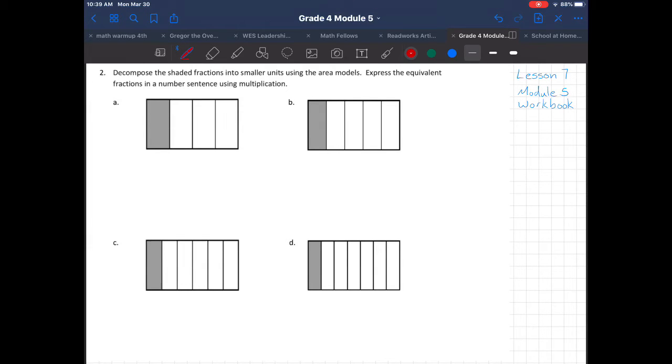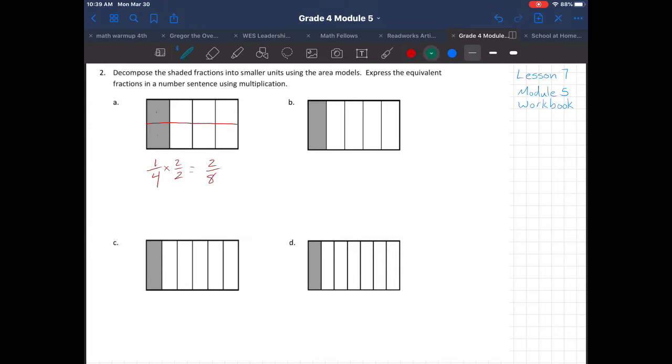2 asks you to decompose the shaded fractions into smaller units using these area models and express the equivalent fractions in a number sentence. So it's up to you how you want to draw the lines. This first one is a 4th. If I drew 1 line, that would make it be 2 times as many pieces. So 1/4 is equivalent to 2/8. Now you could have done this differently. You could have drawn more lines and made more pieces and multiplied by a different amount.